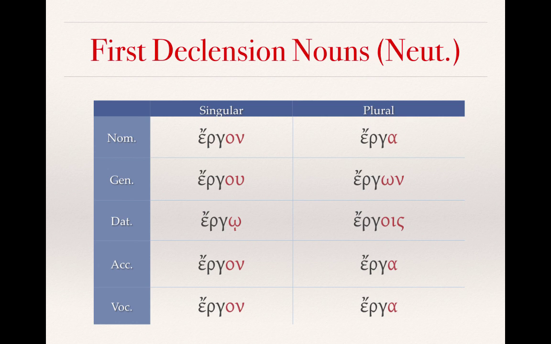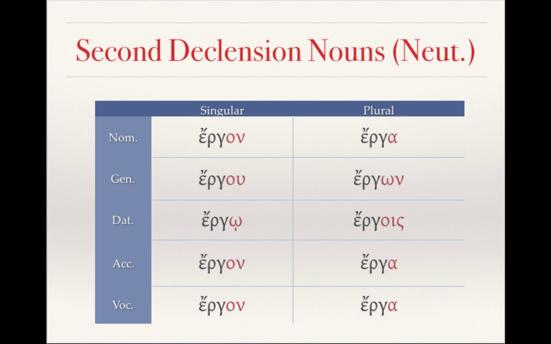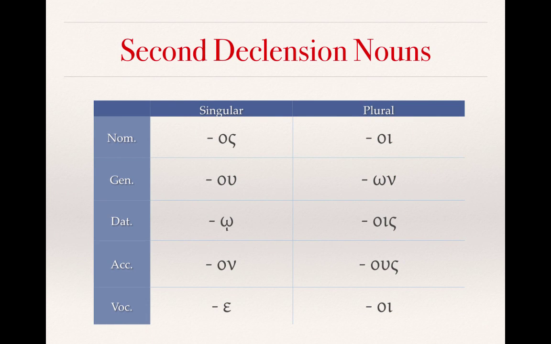Here is an example of another second declension noun. This one is neuter in gender, and it goes ergon, ergu, ergo, ergon, ergon, erga, ergon, ergois, erga, erga. Here again is a simplified chart showing just the endings of second declension nouns, especially the masculine nouns, because you'll remember that the neuter, nominative, and accusative are slightly different than the masculine nominative and accusative.